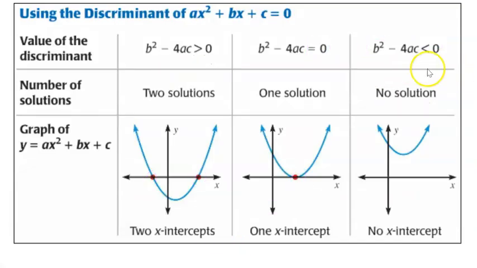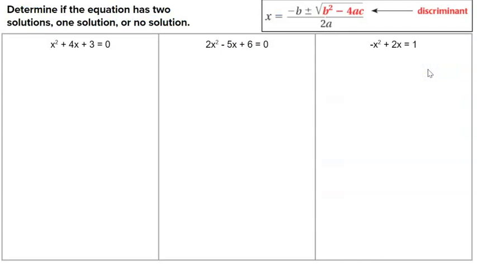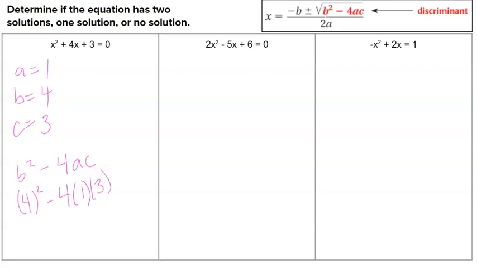So using this, we are going to determine the number of solutions to a quadratic equation. Again, we do still need that quadratic equation in standard form set equal to 0, because we do still need to identify our a, which in this equation is 1, our b, which is 4, and our c, which is 3. Then using that discriminant, b squared minus 4ac, we're going to replace b with 4, minus 4 times a, which is 1, times c, which is 3.